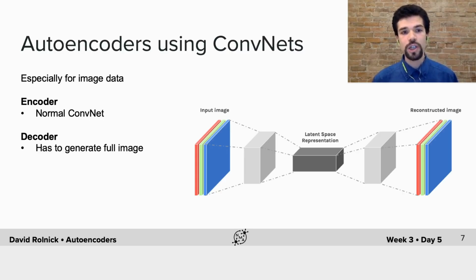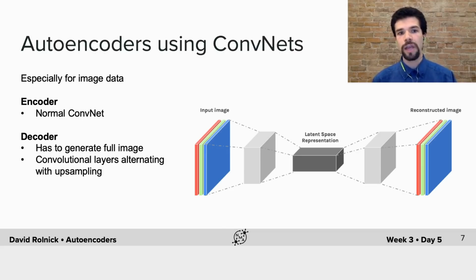Well, the decoder is actually going to alternate convolutional layers with upsampling. So upsampling is sort of the inverse of max pooling in some sense, where instead of downscaling and reducing the dimensionality, you're actually duplicating pixels to create a larger image. And because you're alternating with convolution, you can actually reconstruct a complicated image that resembles your original. So this is how you would use ConvNets in an autoencoder, for example, if you're working with image data.